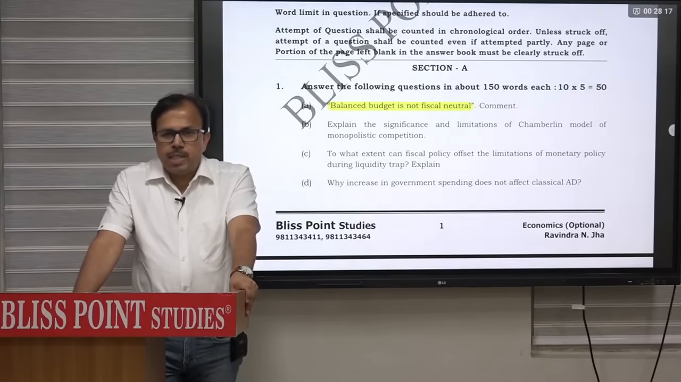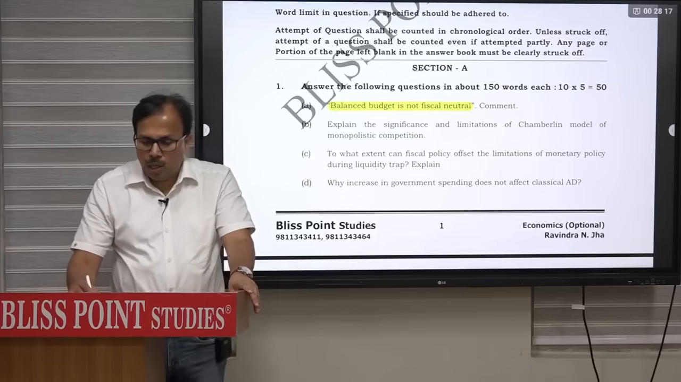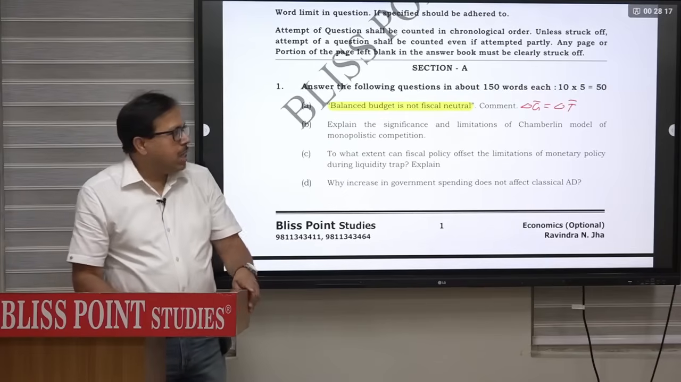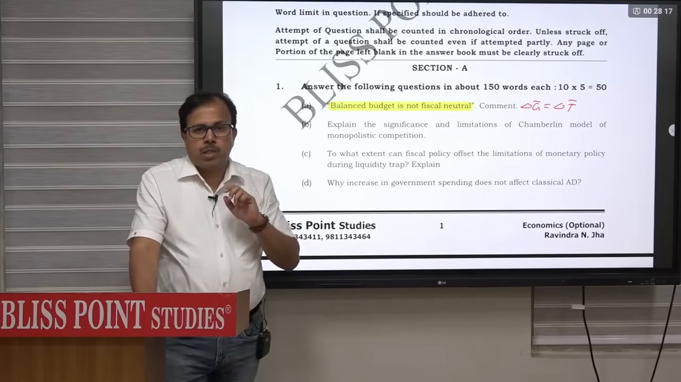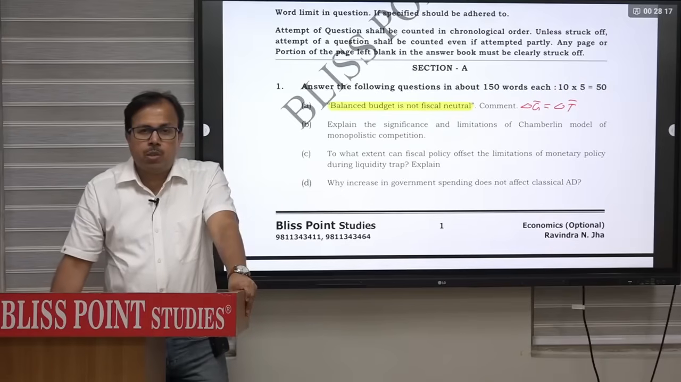What is the meaning of that statement? It is not fiscal neutral. If it would have been neutral, then balanced budget will not affect income. But if I am saying that it is not neutral, it means it will affect income. So when balanced budget is not neutral, it means even when government expenditure change and tax change both are equal, that means there is change in government expenditure as well as there is change in tax, and both are equal, so that budget is balanced. Still there will be a positive effect on income. That is the meaning of the statement. So in that sense we say that balanced budget is not neutral.